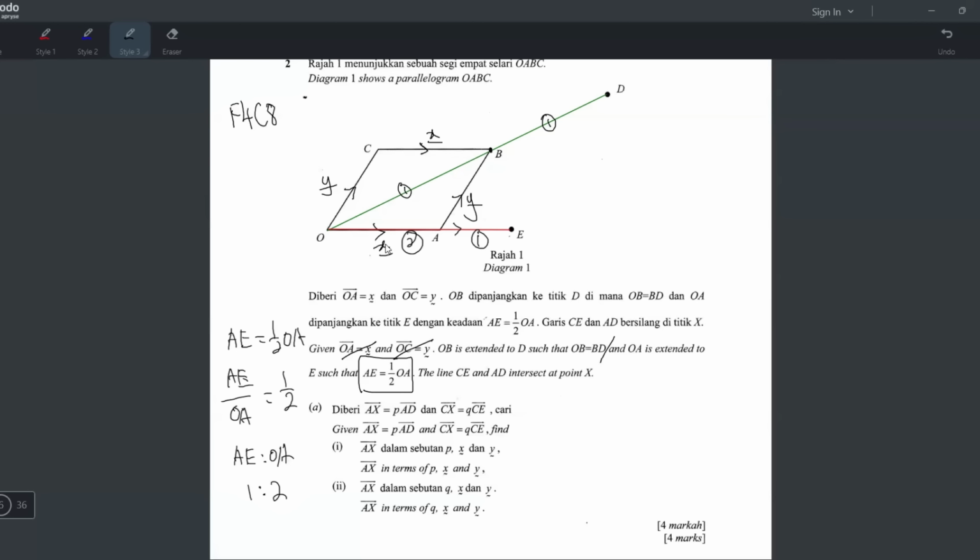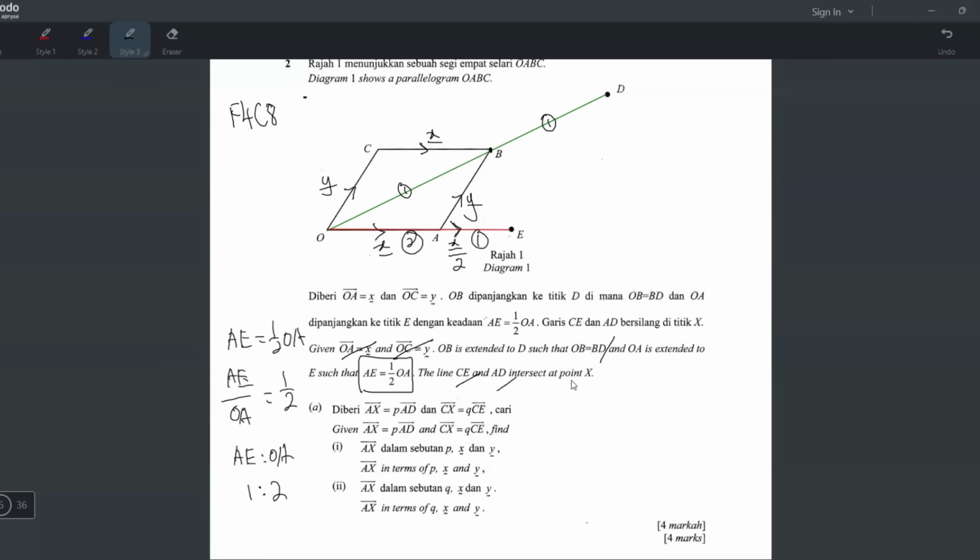Because OA vector is X. And it's 2 portions. So AE vector will be the X divided by 2 lah. So it's X over 2. Okay. And I don't care if the question never asked me to find this, I'll just find it myself like that. And trust me, it will end up helping me later on.